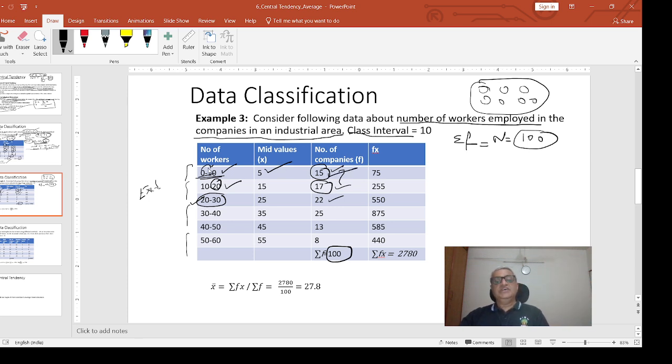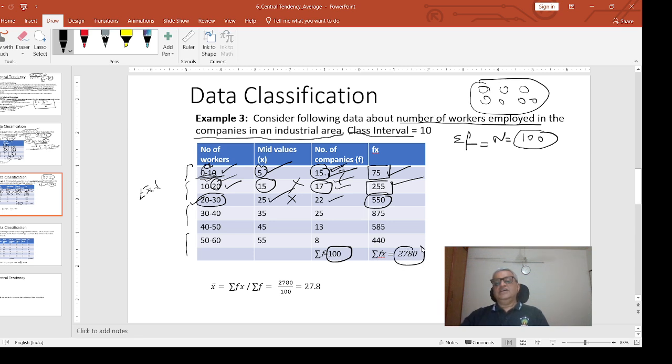And the way is, don't take 0, don't take 10. Take the mid value of this class, which is 5. We don't take 10, we don't take 20. Take the mid value of this class, which is 15. So 5 multiplied by 15, so 75 total employees are employed by 15 companies. 255 total employees are employed by 17 companies. And how did I get 255? 15 multiplied by 17. 25 multiplied by 22, 550 total employees are employed by these 22 companies.